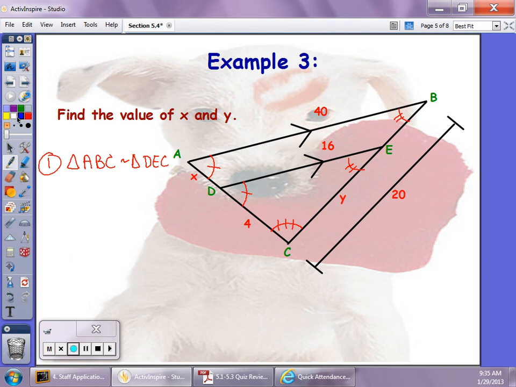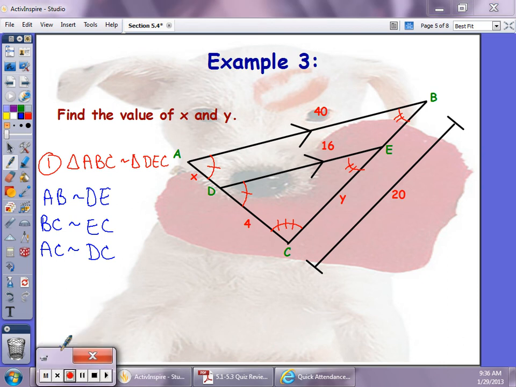Before I do anything else, I'm going to write which sides in the bigger triangle are similar to which sides in the smaller triangle. So I know that AB is similar to DE, also that BC is similar to EC, and lastly, that AC is going to be similar to DC. It's very important to always write your congruency statements for your angles if you're finding your angles, and your similarity statements for your sides if you're trying to find your sides. So we do not need to write the congruency statements for the angles since we're not trying to find the angle measures in this example.